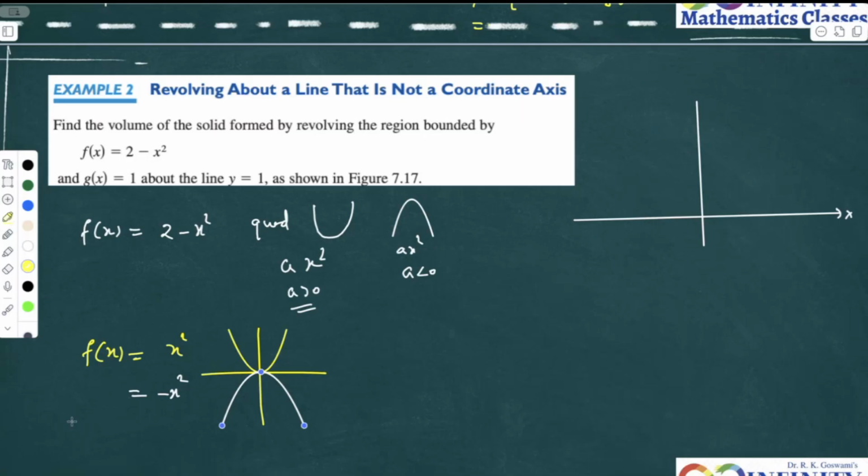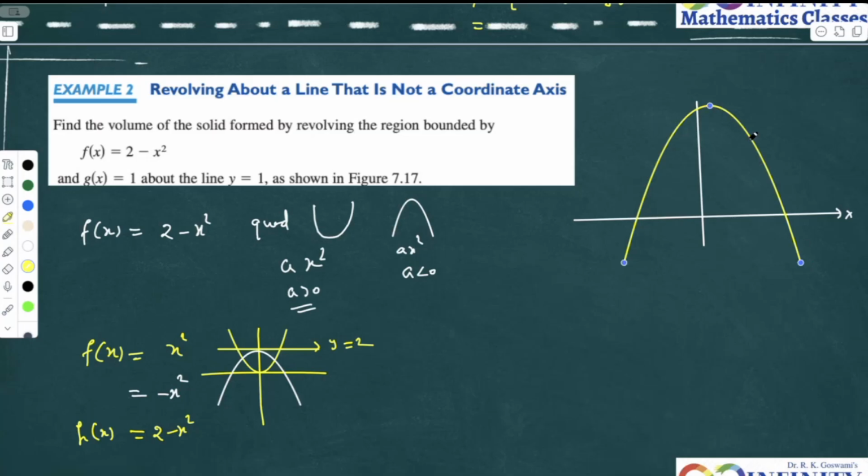Right. In the third statement, like h(x), you asked me to add 2 there. Whenever you are adding 2, suppose this line is representing y equals 2. What I'm asking you is to shift the graph by 2 units upward. So I'm getting this type of graph. Any doubt? No. So you got the idea. This is the type of graph I'm expecting. This is the graph of f(x) equals 2 minus x square.